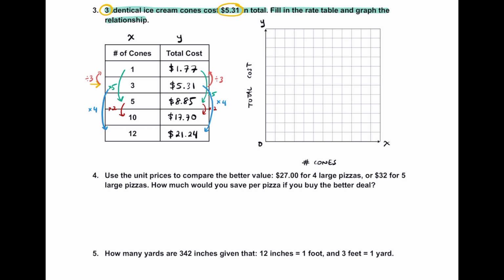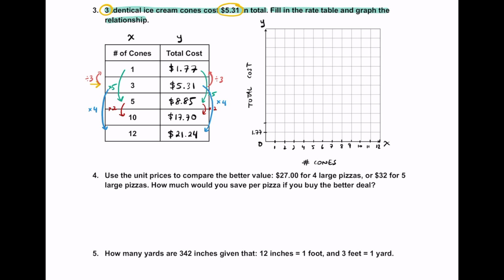Let's see here. We have 1 cone, 2 cones, 3, 4, 5, 6. I know I have 12 boxes from the beginning, so if you were doing this and you weren't sure, you should probably count them first. 10, 11, 12. I just happen to already know. And then going up the y-axis here, to make this easier, maybe just go by $1.77, right? Then we should not have to do too much work.